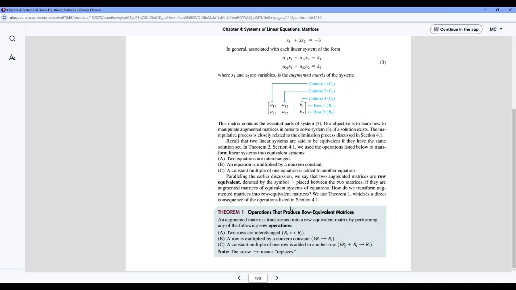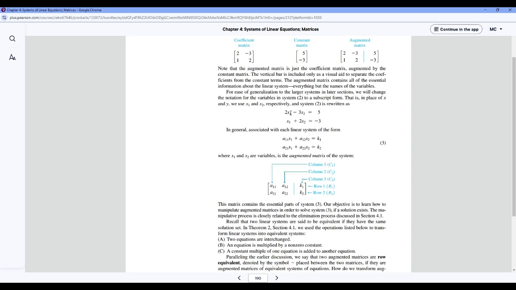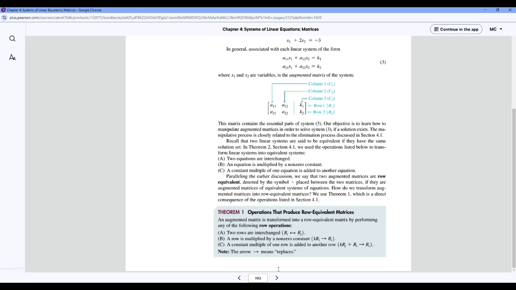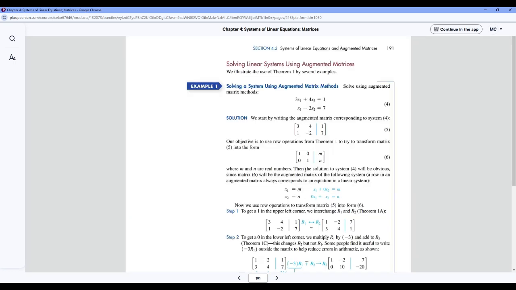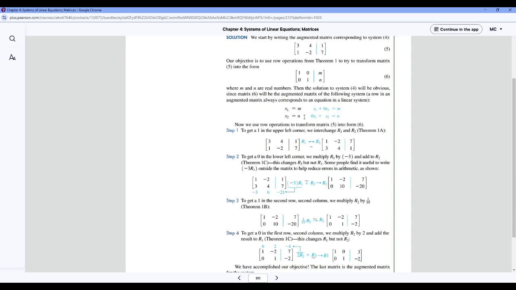Okay, so operations that produce row equivalent matrices. Just like with an equation, when we do elimination, we multiply by a number and add it. It's the same exact step that we can do here. If you have this linear equation with x1 and x2, you would add, substitute, and solve the equation. There is a much easier way, which is using augmented matrices.